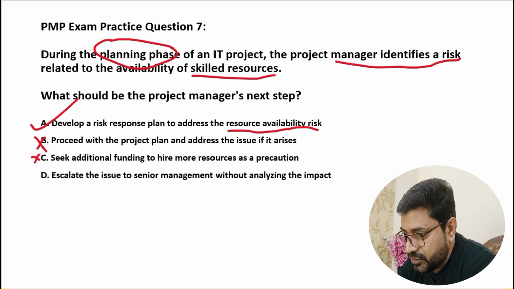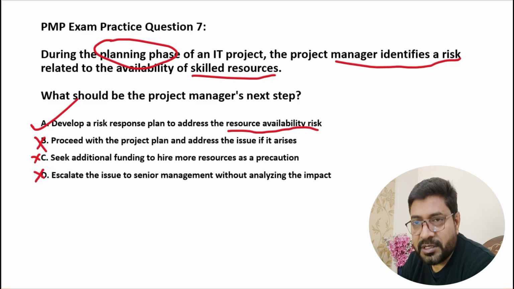D, escalate the issue to senior management without analyzing the impact. Again, we cannot do that as a good project manager, because it is your responsibility to identify the risk and then plan the risk responses and implement them whenever the risk comes. You cannot simply escalate the issue to senior management, because that's your role and responsibility. So again, it's not the right option. A is the right option. Let's look at the answer.